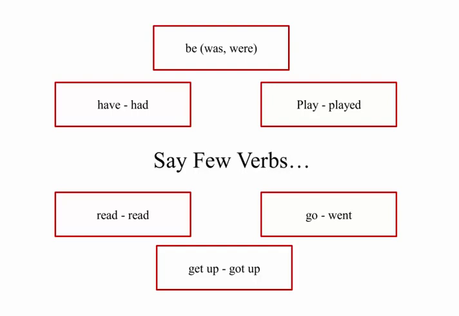This is mine. For example, play, played. Go, went. Get up, got up. Read, read. Here the spelling is the same, but the pronunciation is different. Read, read. Have, had. The verb be is used as was or were, right? Okay.